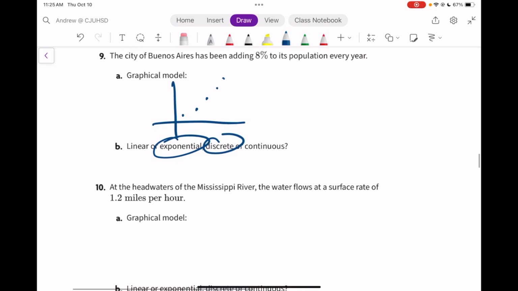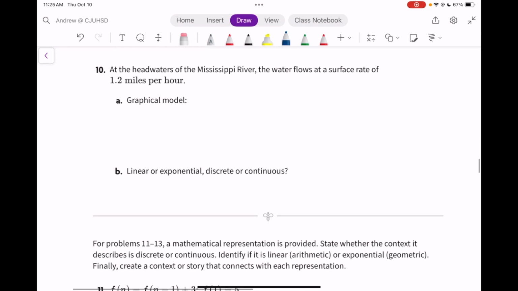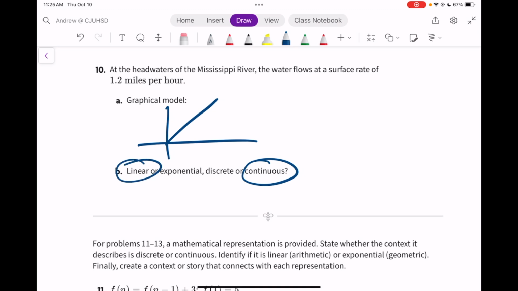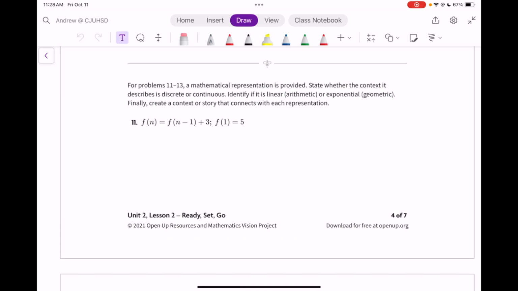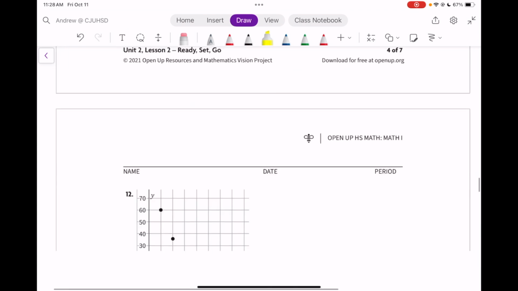At the headwaters of the Mississippi River, water flows at a surface rate of 1.2 miles per hour. When you've got water and it's flowing, then you're going to look at a solid or continuous state. This one would likely be linear. I'm going to skip ahead to the go section, so we won't be doing these problems here.